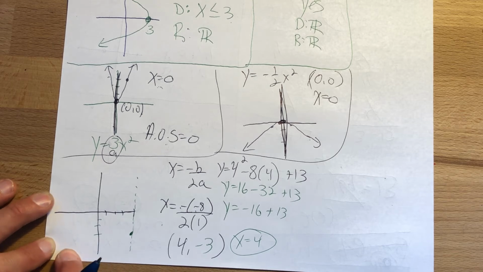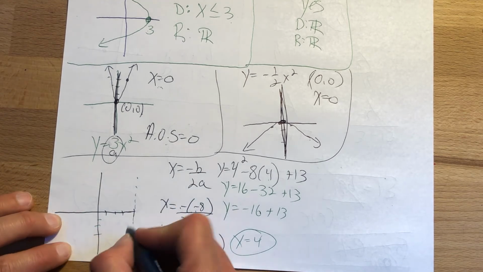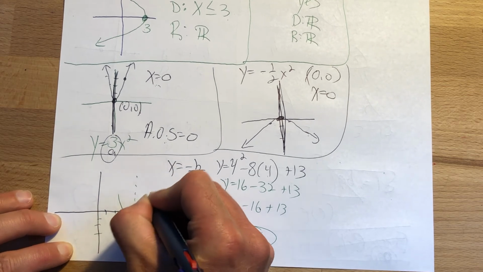Now, we're going to go up 1 over 1 initially on both sides, and we're going to graph it like this.